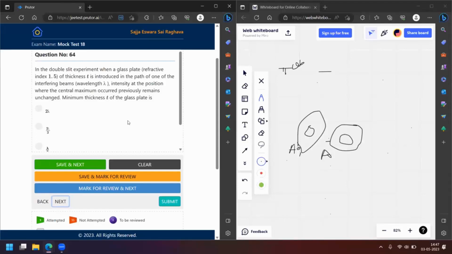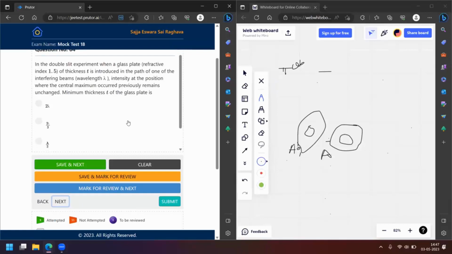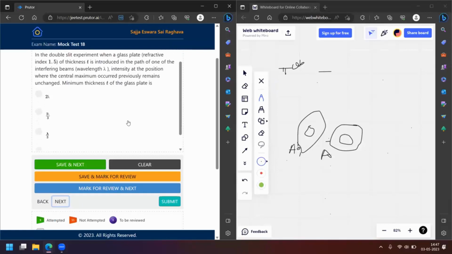When we insert a glass plate of refractive index 1.5 and thickness t, we get the difference of the length as (1.5 minus 1) into t, that is (mu minus 1)t, and that should be equal to the wavelength, since they asked for the minimum thickness. By substituting the value of mu, we can find the thickness, which will be equal to 2 pi in this case.